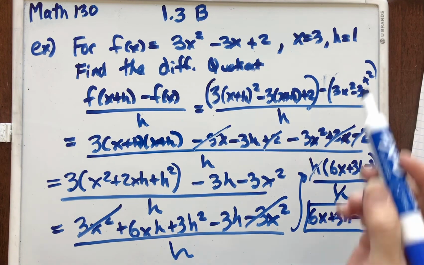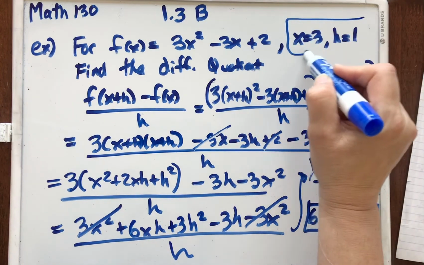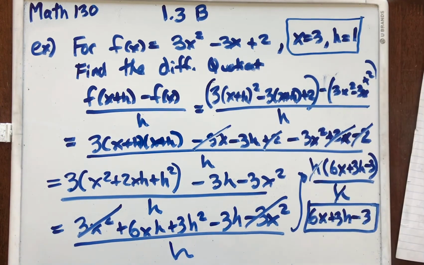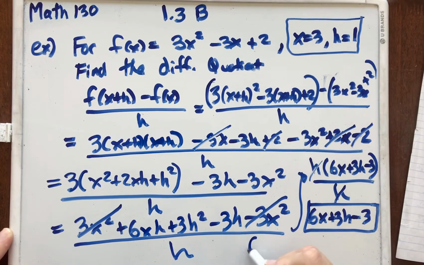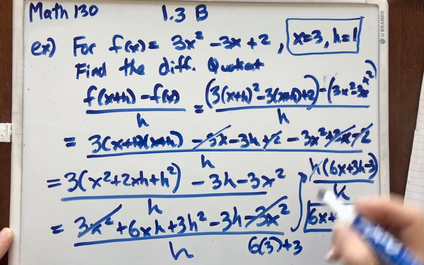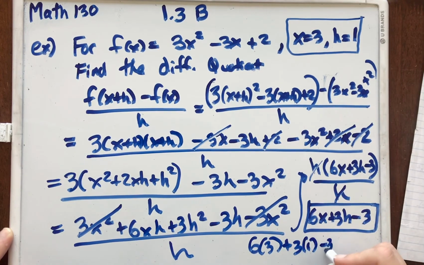Now we can apply and evaluate, and we'll get the same answer as we did before with the easier way of doing it, right? So let's do it. Let's put x equals 3 into here. We have 6 times 3 plus 3 times h, which is 1, minus 3, and the answer is 18, just like we got before.